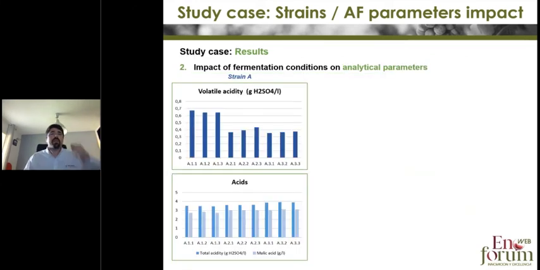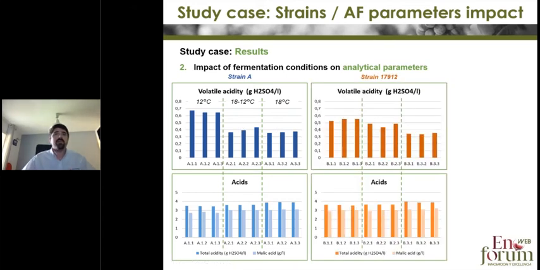Then you see the impact on the analytical parameters, the volatile acidity. So you have here 12 degrees C, 18, 12, and 18. What you see on the volatile acidity for strain A is really important. It's the same or approximately the same for the 17912.